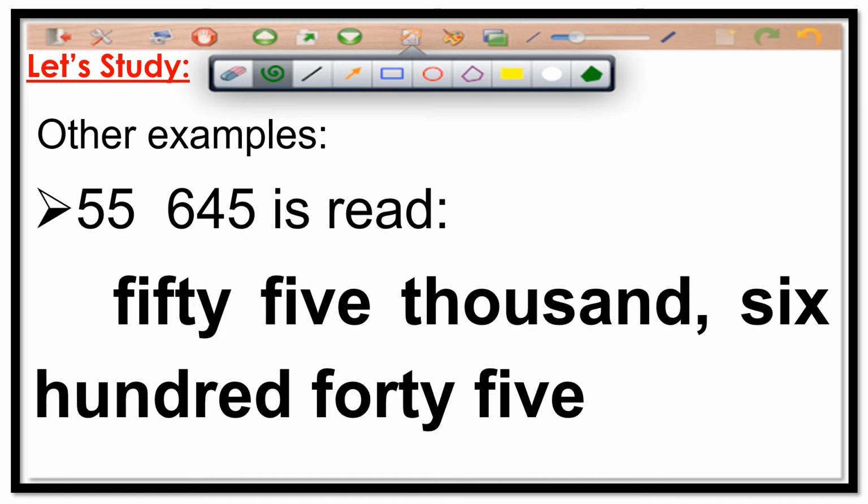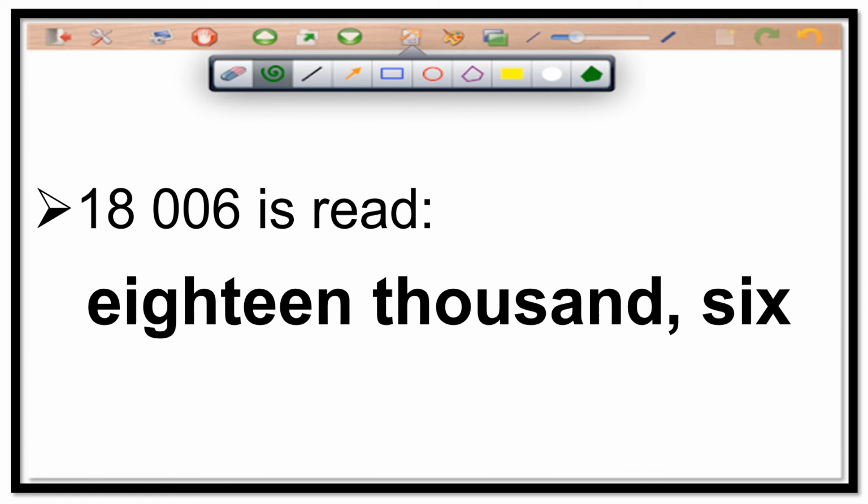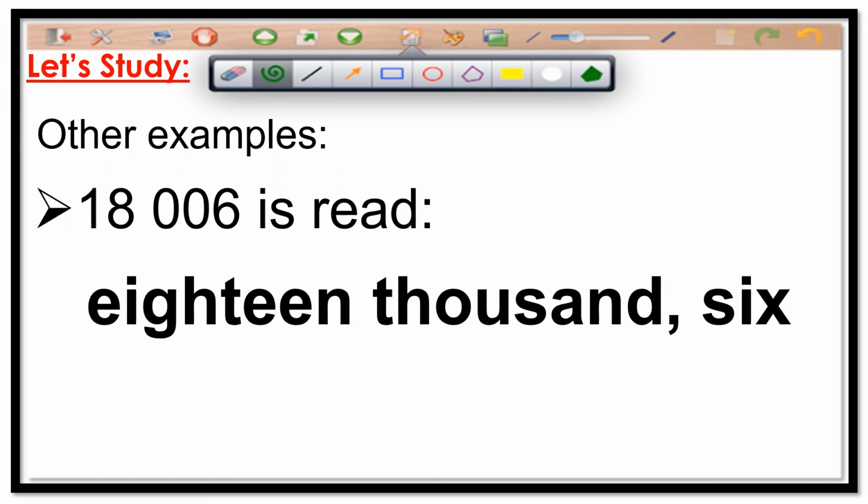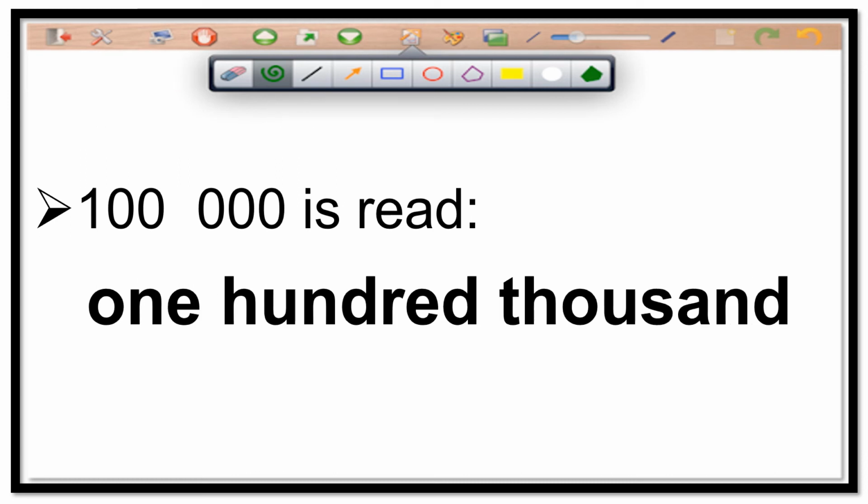Okay. So, another examples. It is read as 55,645. That is the word name. 55,645. Another one, 18,006. Ganun ang pagsulat ng word name. Hindi mo na isusulat yung 0. So, yun lang yung may symbols. Yun ang isusulat mong word name. Next, 100,000. Ganun lang ang pagsulat sa word name. You don't need to write yung maraming zero sa word name.